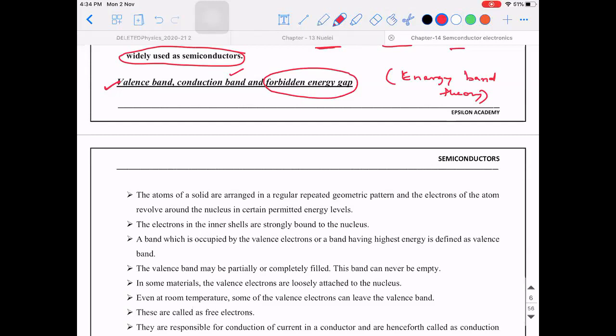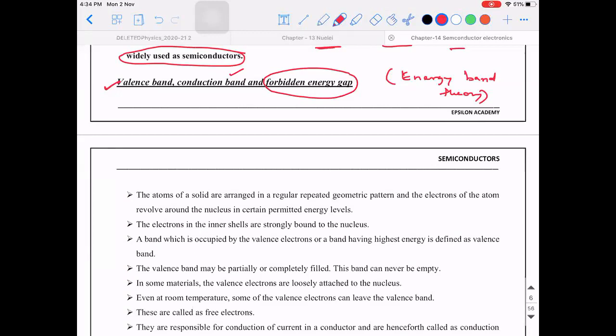Now listen. Since we are talking about semiconductors, we need to look into the conductivity of that material, right? Whether it is a semiconductor or conductor. Is it concerned with the valency of the material? You can say something like that. Yes.